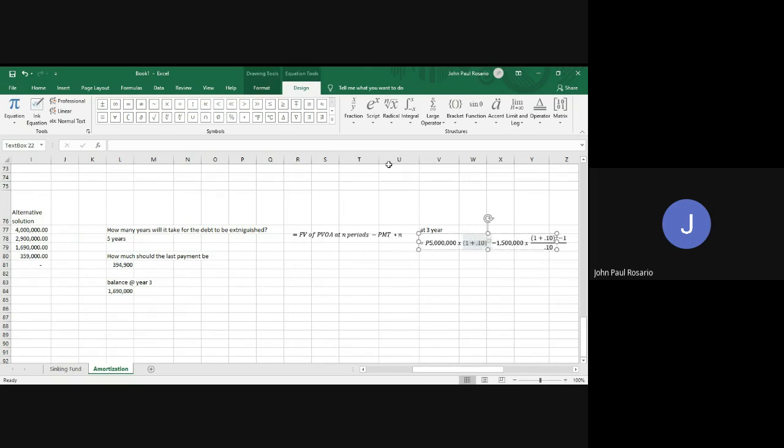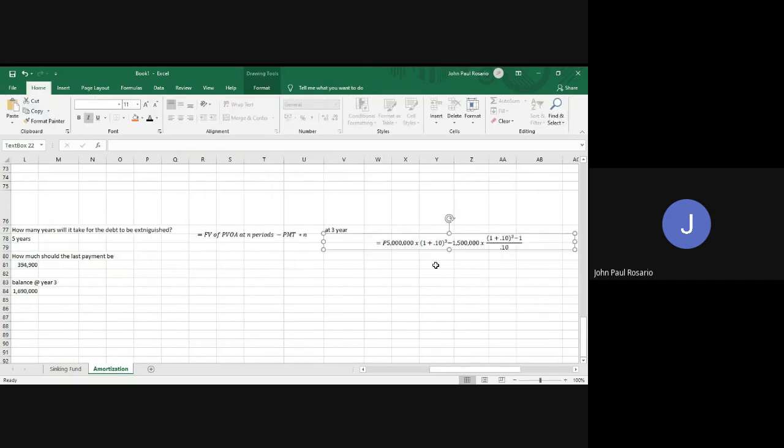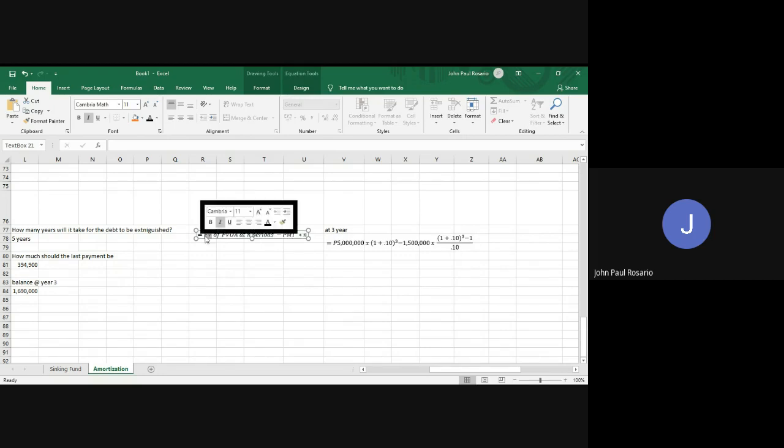I'm gonna create a longer problem. 1 plus I raised to the power of 3 minus the, okay, so this is like here 3, it'd be like FV of a compound amount. FV of PVOA at n periods minus FVOA of payment at n periods.